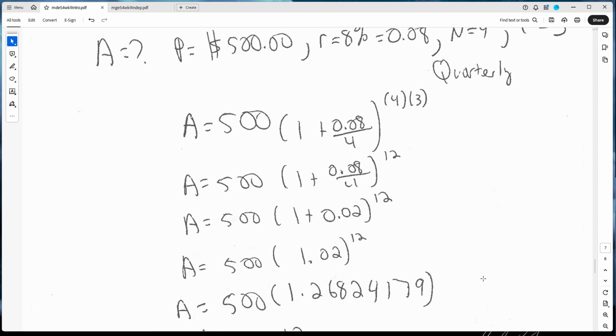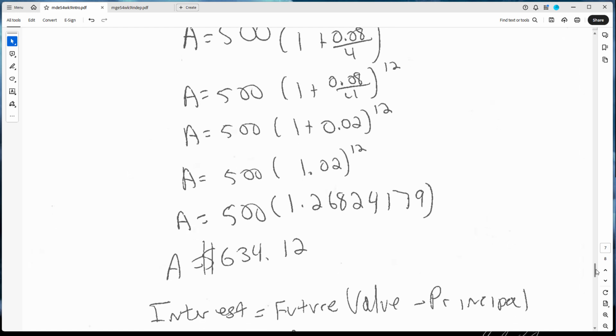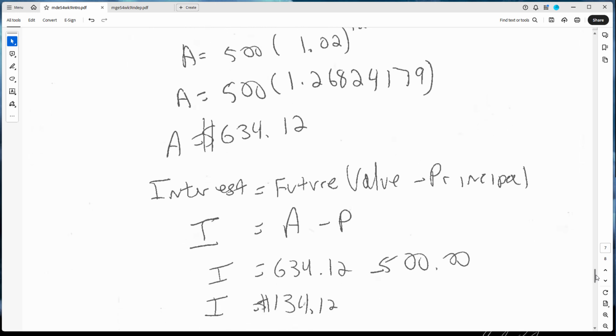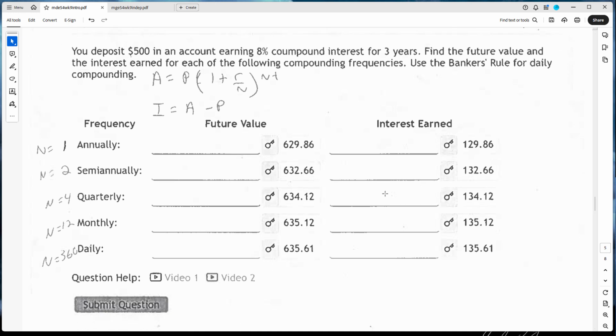1.2682 times 500, and it gives me the future value of $634.12. To find the amount of interest, it's going to be the future value minus the principal, which is the starting amount. So $634.12 minus 500 gives me an interest of $134.12. And that's it for that part. I just did one of them here, quarterly, right in the middle.